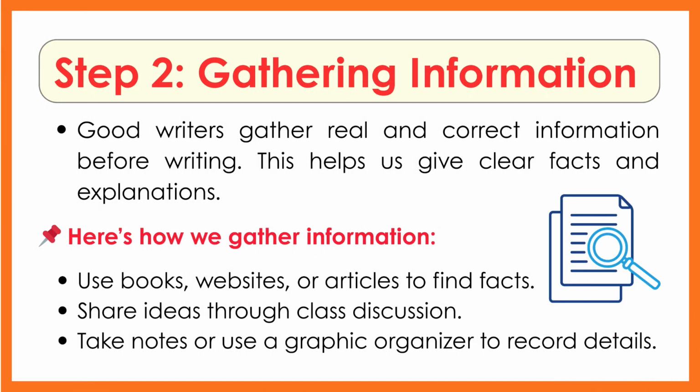Step 2. Gathering information. Good writers gather real and correct information before writing. This helps us give clear facts and explanations. Here's how we gather information. Use books, websites, or articles to find facts. Share ideas through class discussion. Take notes or use a graphic organizer to record details.